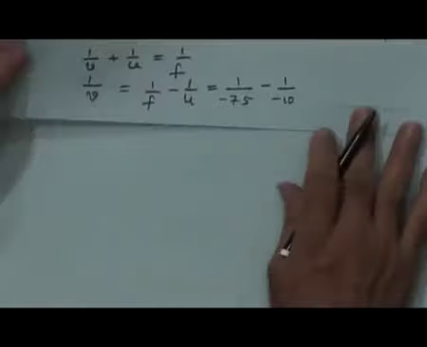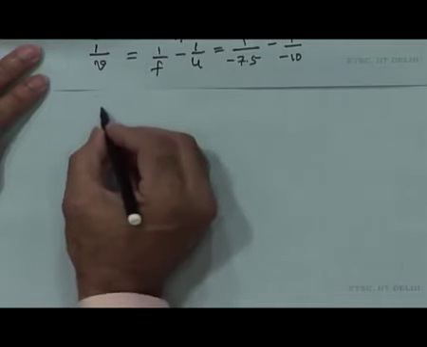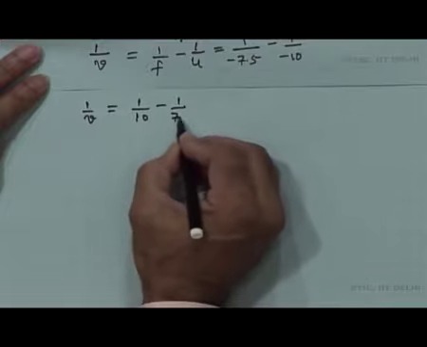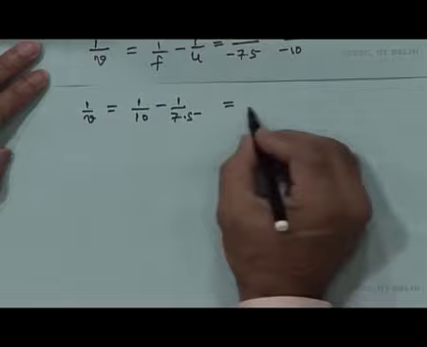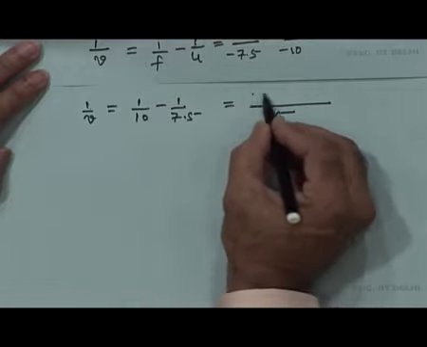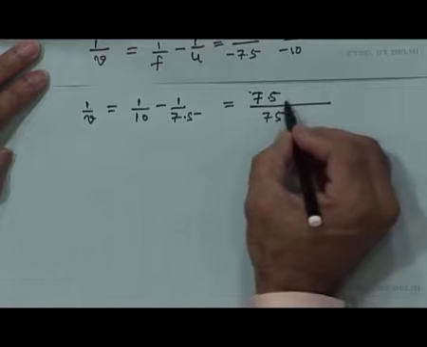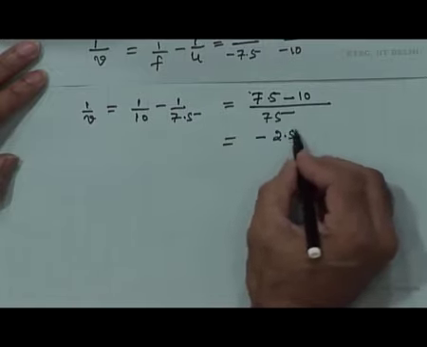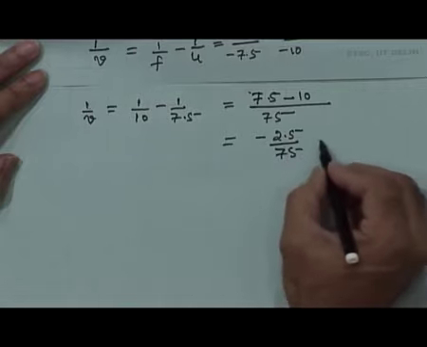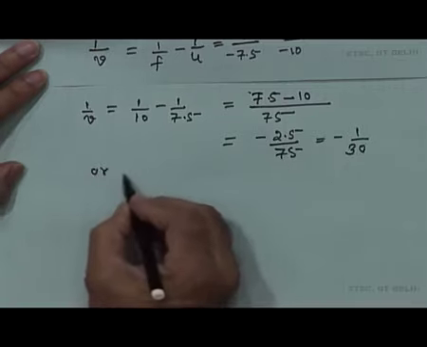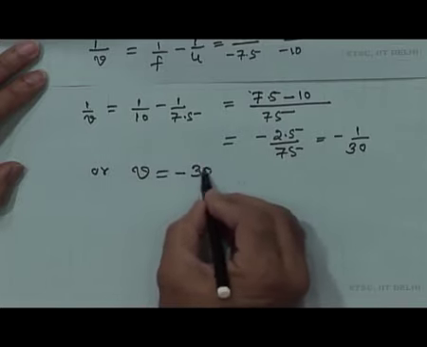Let me work it out here very quickly. This is positive, and therefore we have 1 over v is equal to 1 over 10 minus 1 over 7.5. With common denominator 75, that is 7.5 minus 10, which is equal to minus 2.5 divided by 75, which is equal to minus 1 divided by 30, since 2.5 goes 30 times. Or v is equal to minus 30 centimeters.